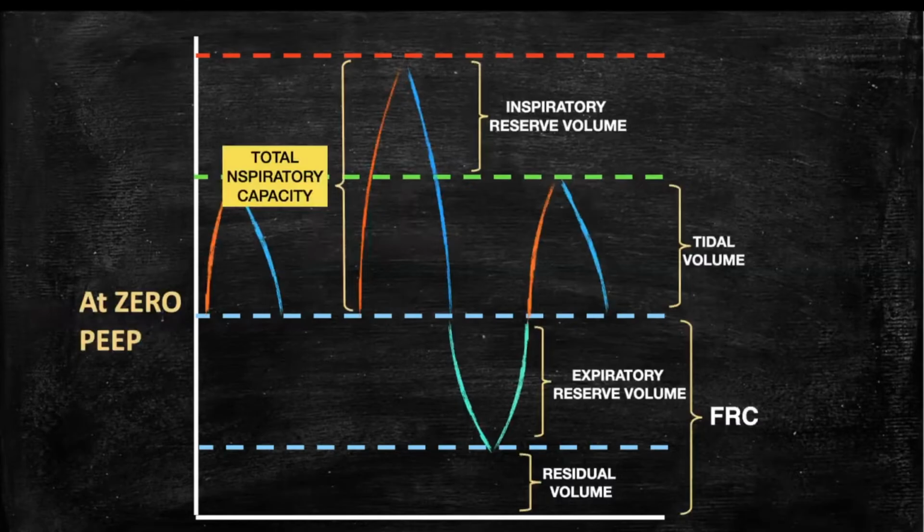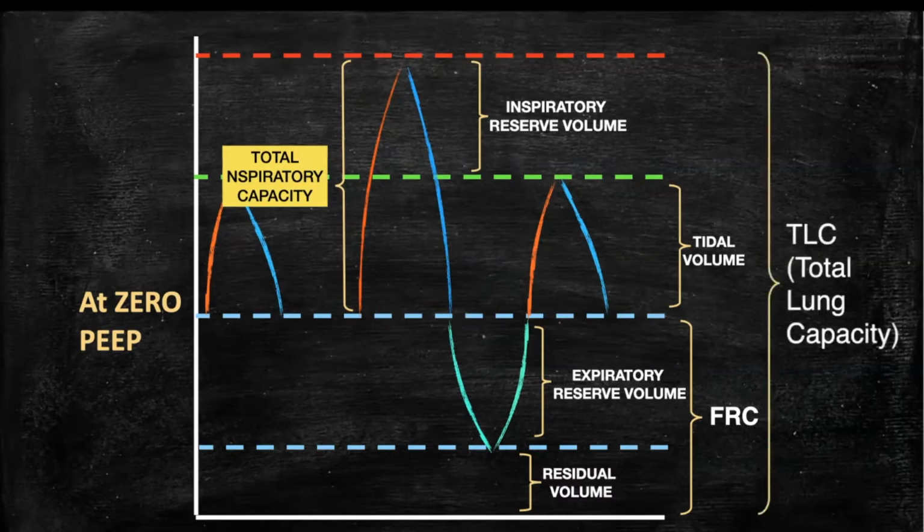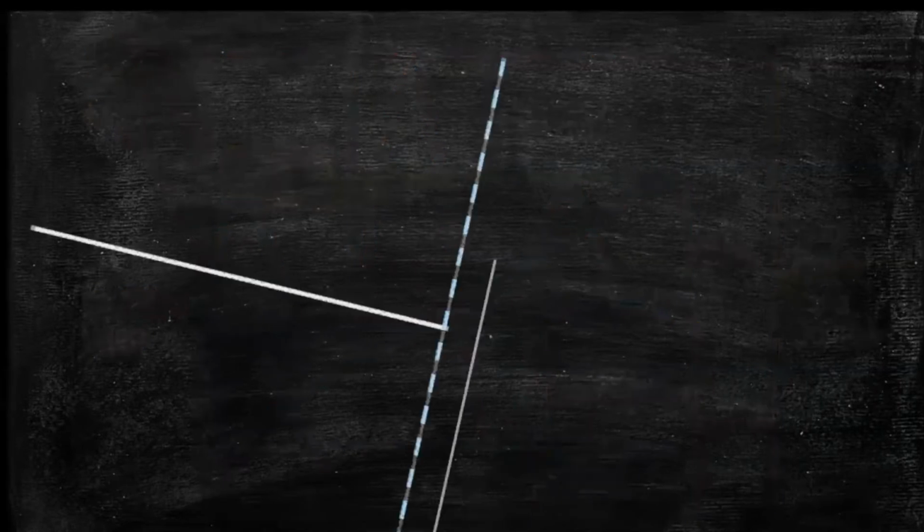Functional residual capacity is the amount of volume in the lungs at 0 PEEP when a patient is intubated, or minimal PEEP, or during spontaneous breathing in an unintubated patient, over which the patient is breathing normally. That is your FRC. This is your total lung capacity. And generally total lung capacity is 2.5 to 3 times the FRC.